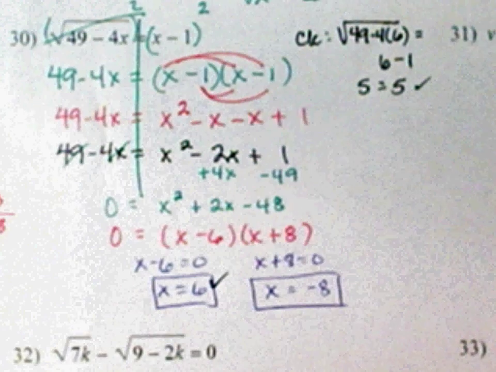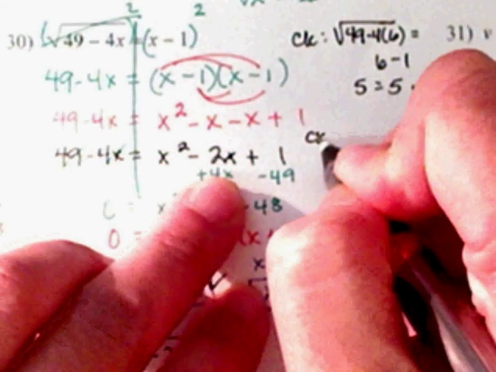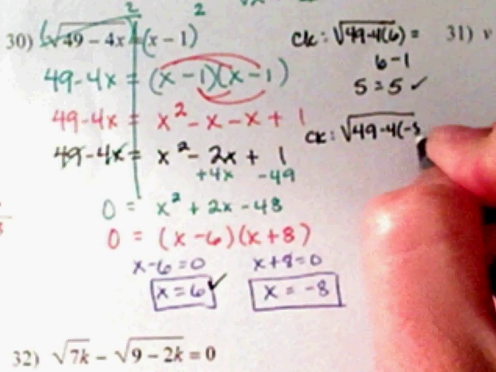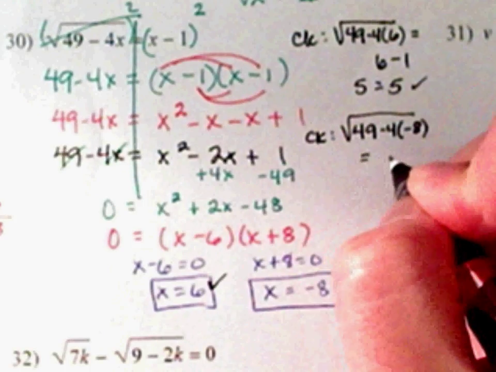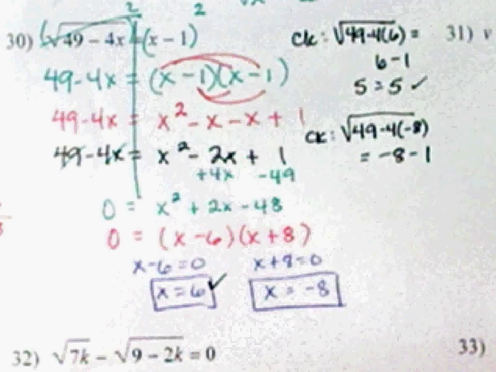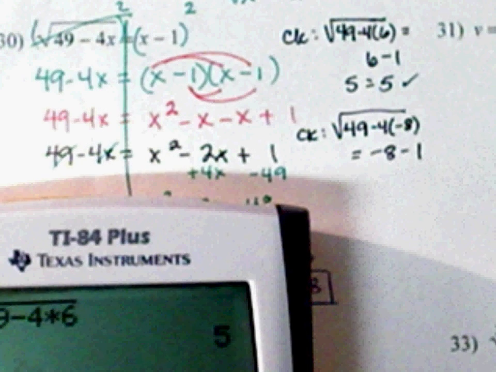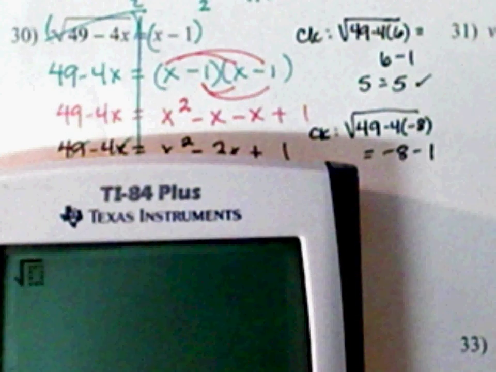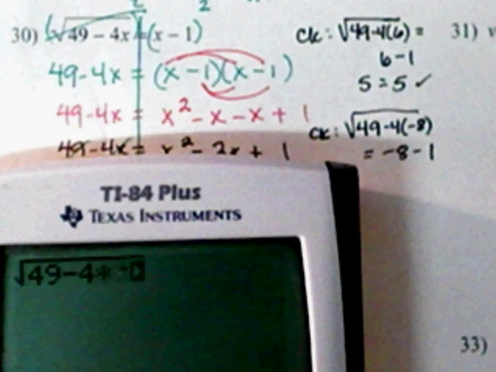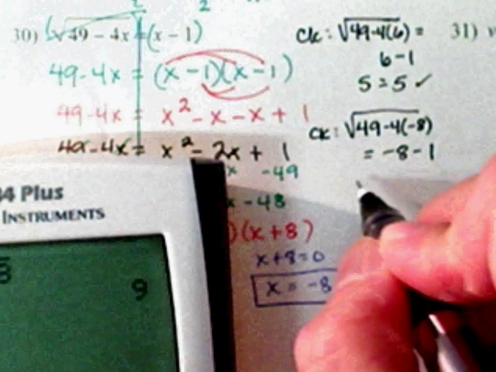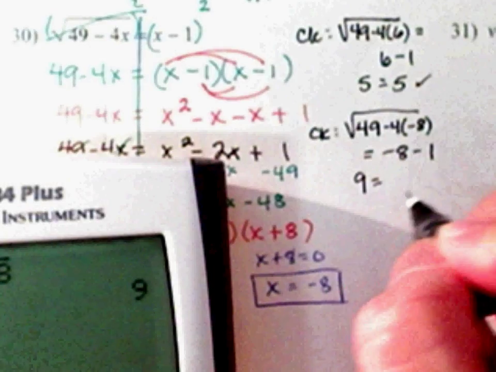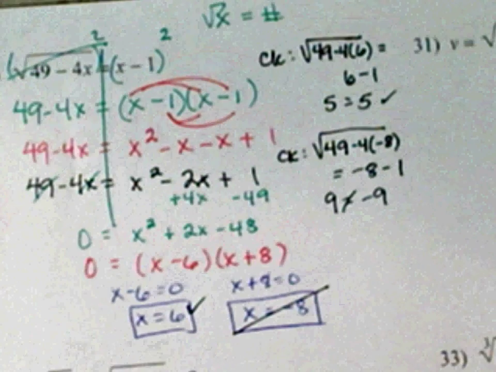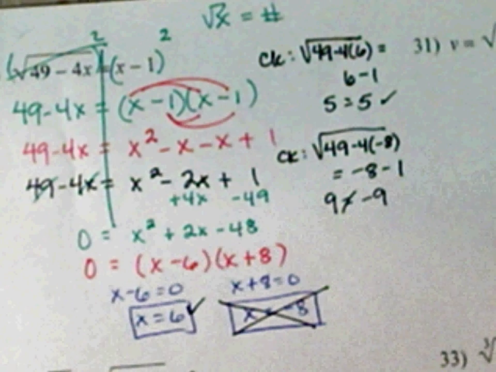Try that with a negative 8. Do the same thing. Here's your check. Okay? So you have 49 minus 4 times negative 8. See if that is equal to negative 8 minus 1. So, here we go. Okay, let me clear this. So you have square root 49 minus 4 times negative 8. And that gives you 9. Negative 8 minus 1 is negative 9. So that did not work because they're not equal. So negative 8 is not your solution. So the only solution for that one is x is equal to 6.